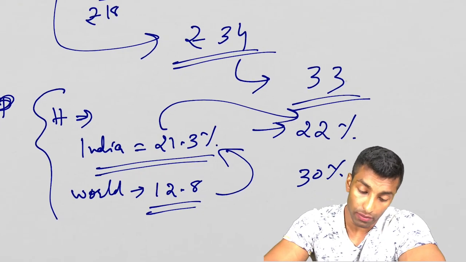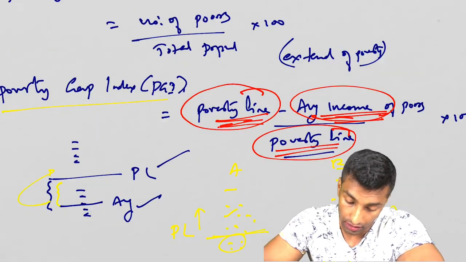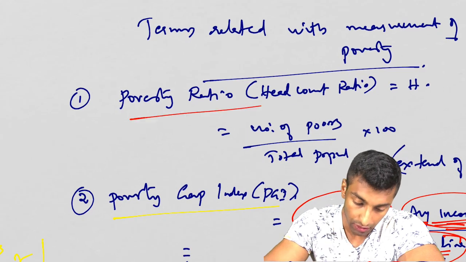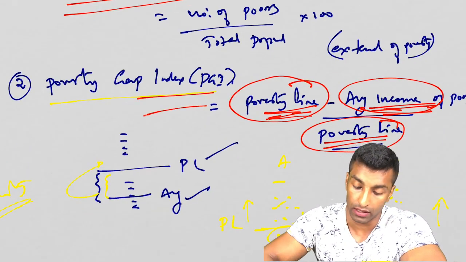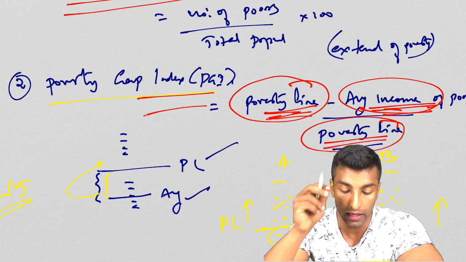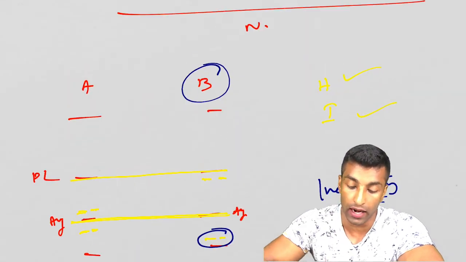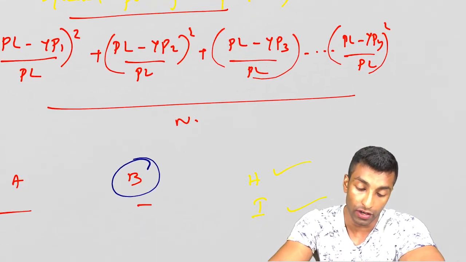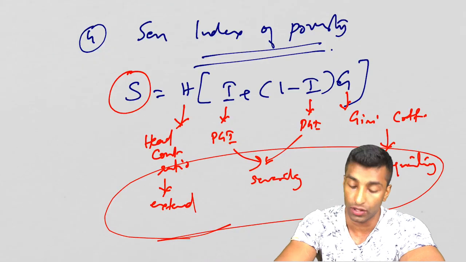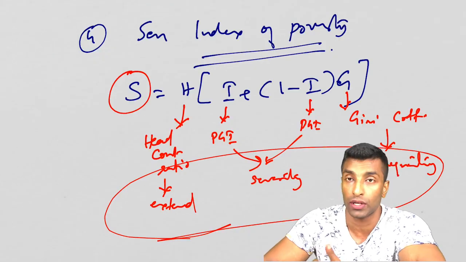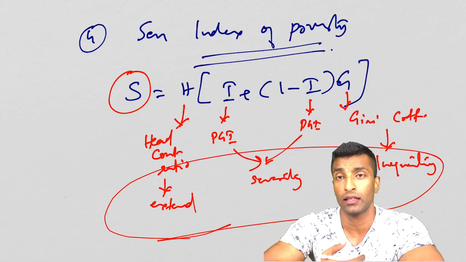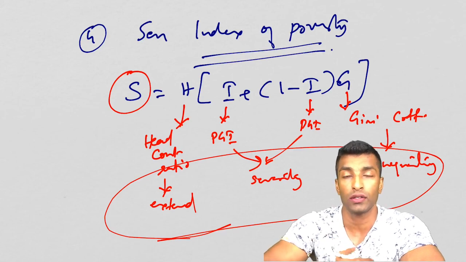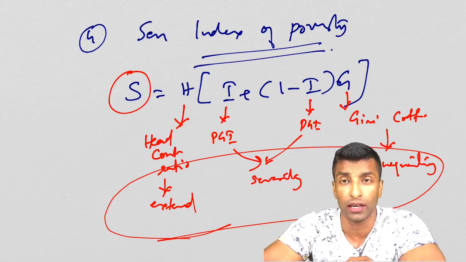Okay, so then we talked about poverty ratio. H, I hope you understood. Poverty gap index we have discussed. H shows the extent of poverty. I shows the severity or intensity of poverty. Then we talked about squared poverty gap index. You understood that also. It shows inequality. Sen index of poverty. You need to know the difference between these four, and what each is giving. I hope this discussion is clear for you.